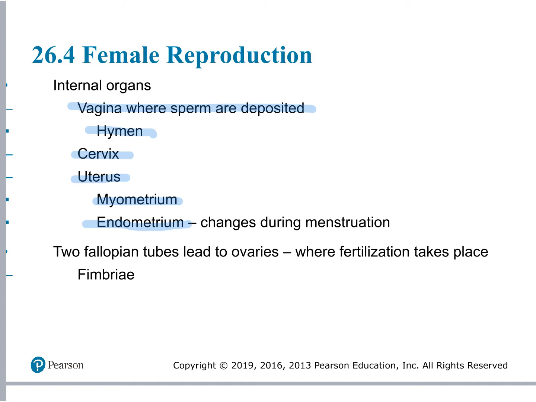Then we have two tubes that lead to the ovaries. They're known as the fallopian tubes. They're also known as the oviducts, and they're also known as the uterine tubes, either way. They lead towards the ovaries. They don't actually connect to the ovary.